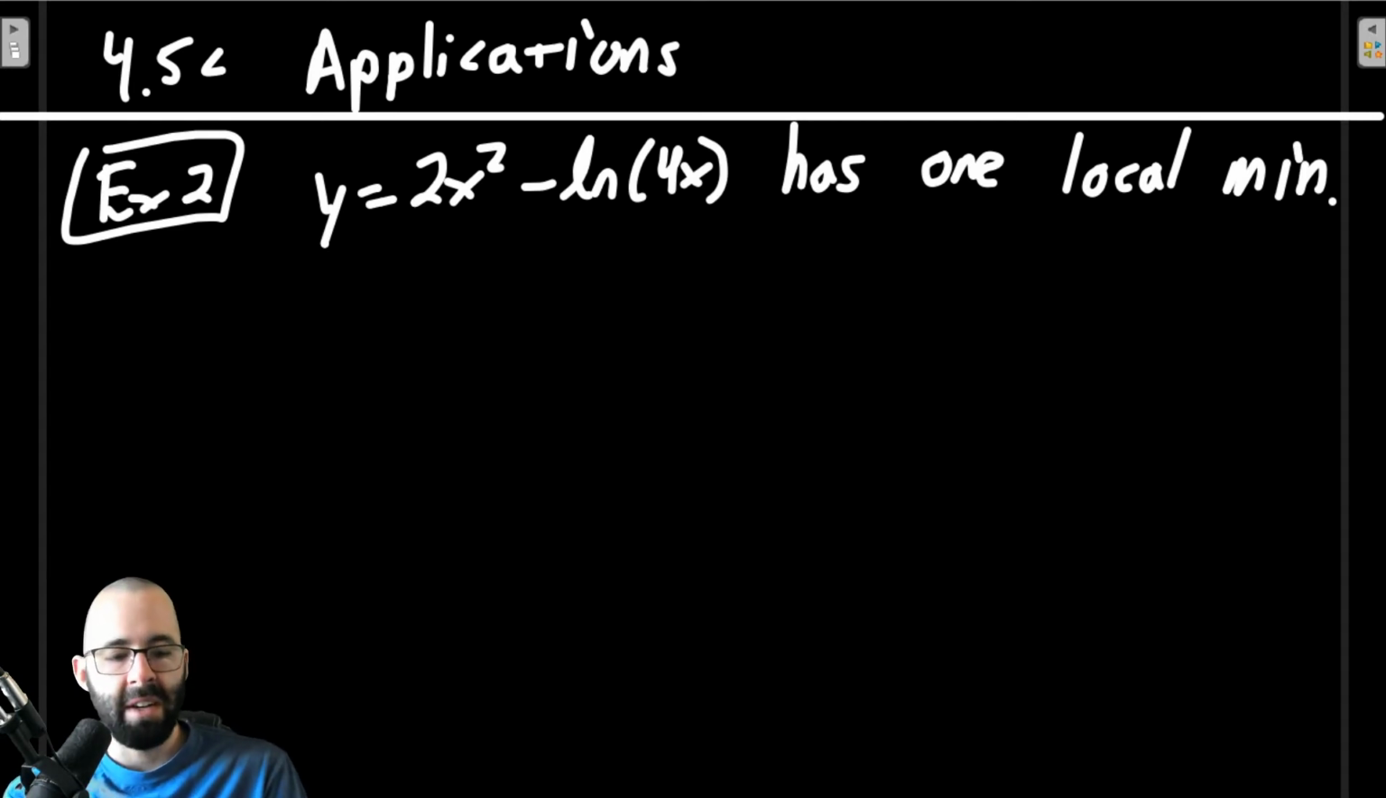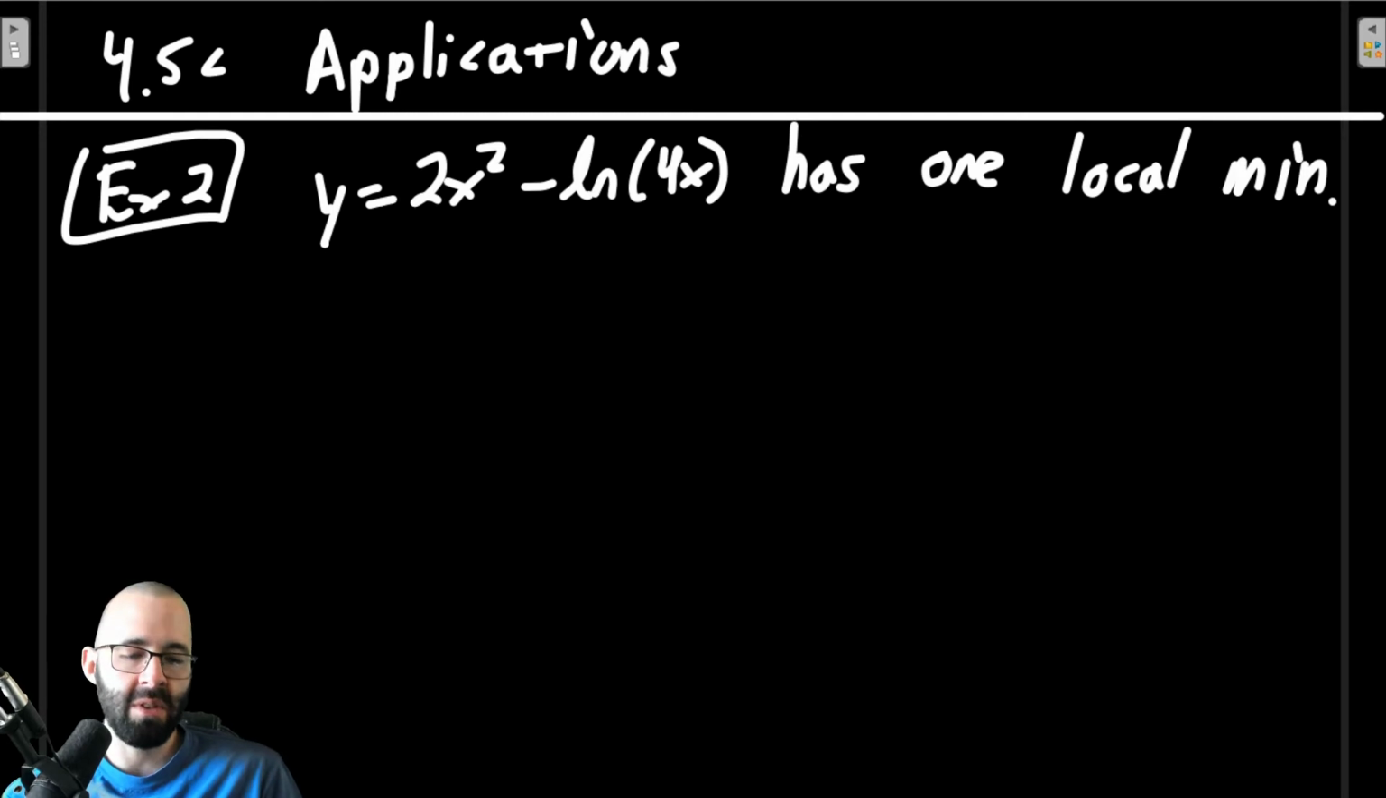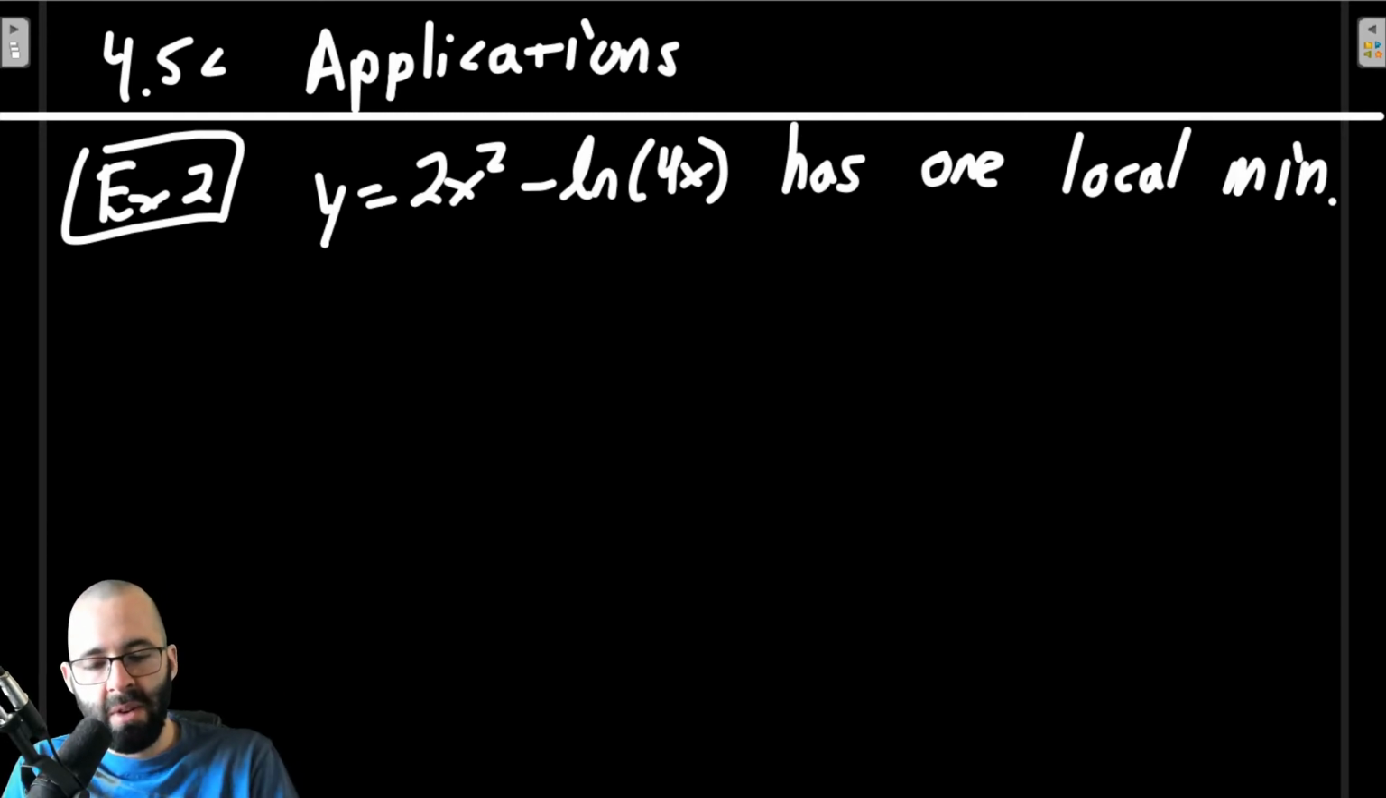Anyway, local min. So notice here, I'm already telling you there's a local min. We don't need to classify it here. We don't need to use a derivative test. I'm telling you it's a local min. We just need to find it. So we're really just going to find the critical point, which is when derivative equals 0.